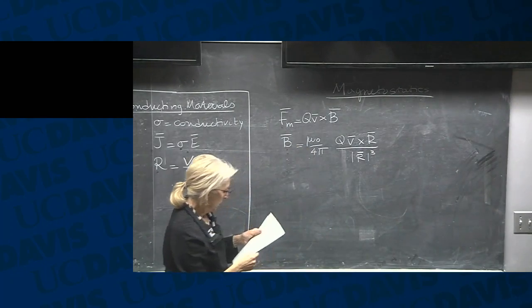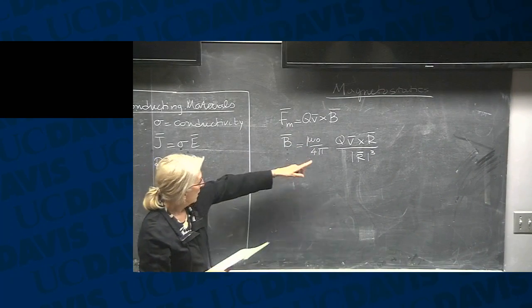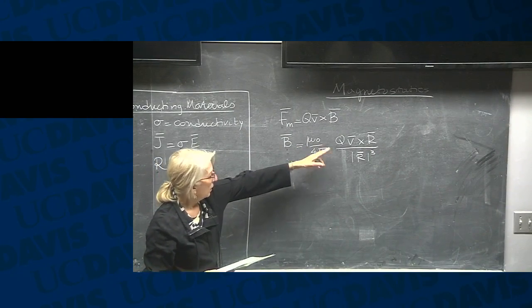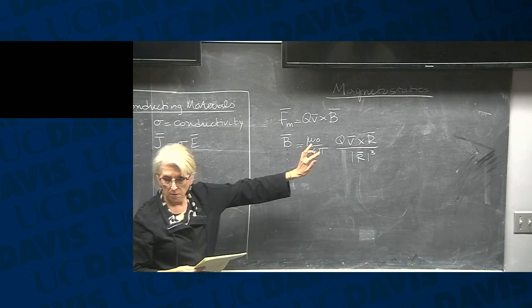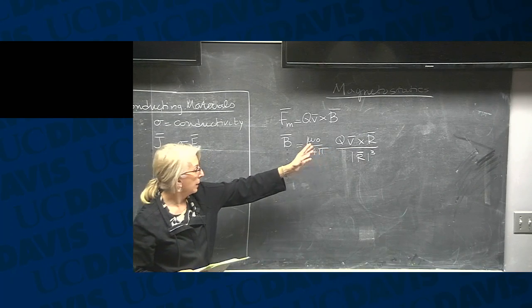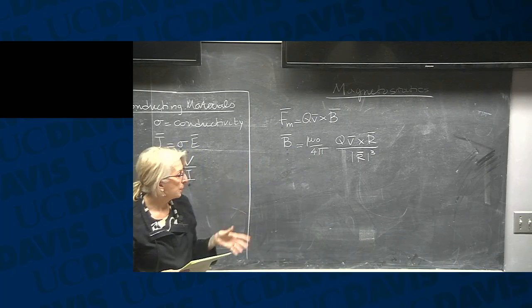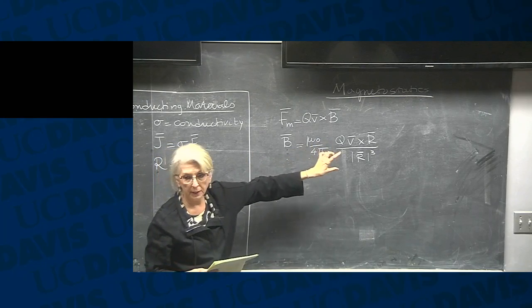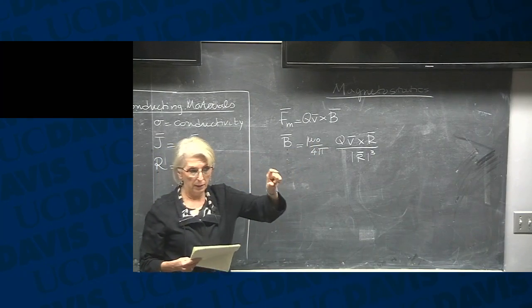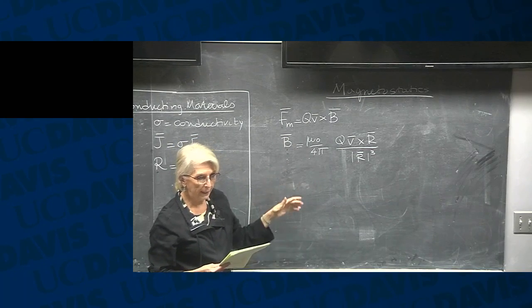And this is a differential form, without a current, of the Biot-Savart law, practically, but in this differential form. There is no derivative here, but it's at a point in space. There is no integral form.